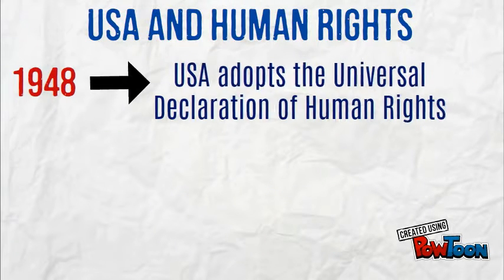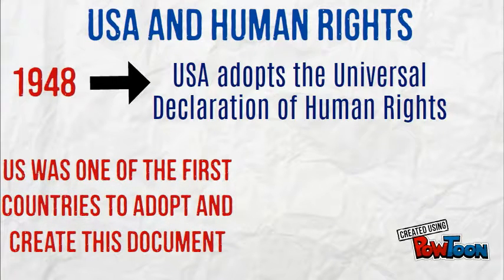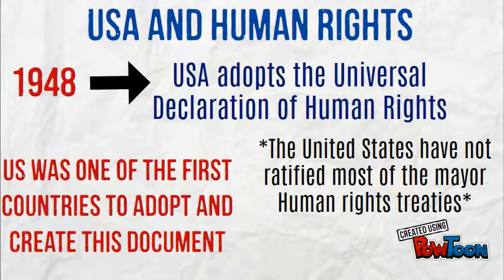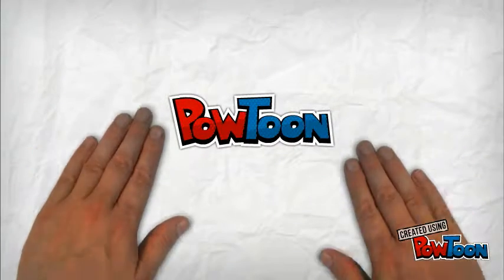In 1948, the American Declaration of the Rights and Duties of Man and the Universal Declaration of Human Rights were adopted. The United States led the efforts to draft both documents. The USA was one of the leaders in creating the Universal Declaration of Human Rights. The US has not ratified most of the major human rights treaties.